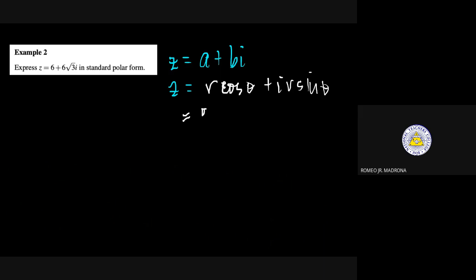Okay, so r cis theta. This is the shortcut. You will see this, class, so you should know what it means. These are the important parts. So r cis theta is equal to r cosine theta plus i r sine theta, where a is the cosine part and b is the sine part. Okay? So here, it is expressed in standard polar form.